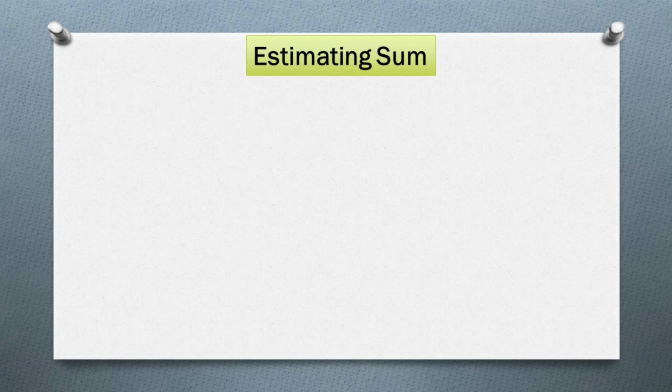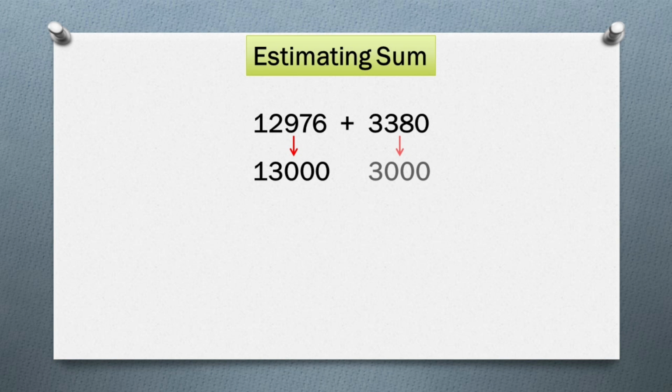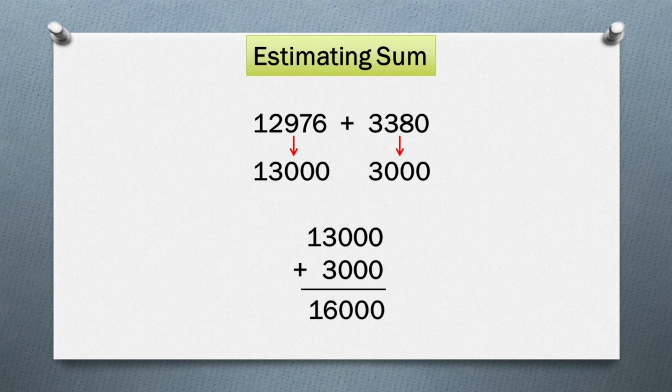Now let's see how we estimate a sum. Let's take two numbers to add, 12,976 and 3,380. With the help of what we have learned earlier, 12,976 can be rounded off to 13,000 and 3,380 can be rounded off to 3,000. Now, 13,000 and 3,000 are much easier to add. We get our estimated sum as 16,000.